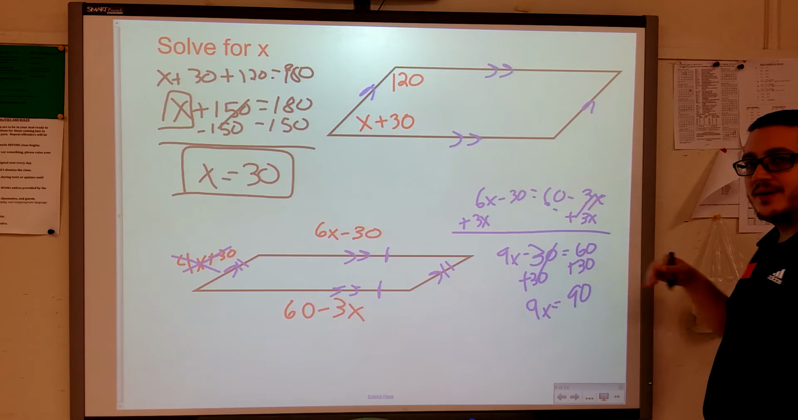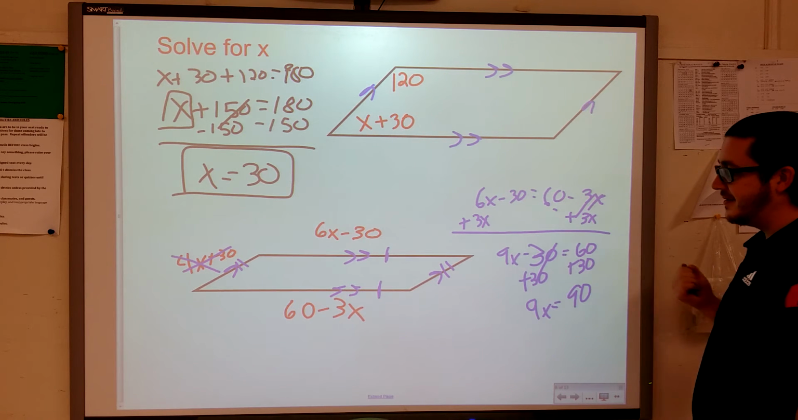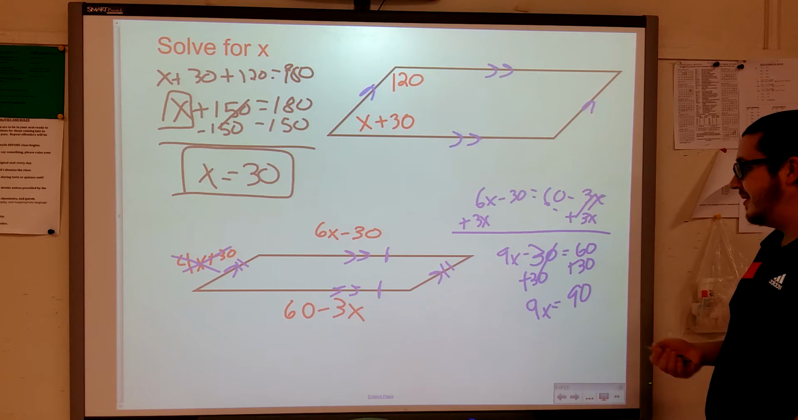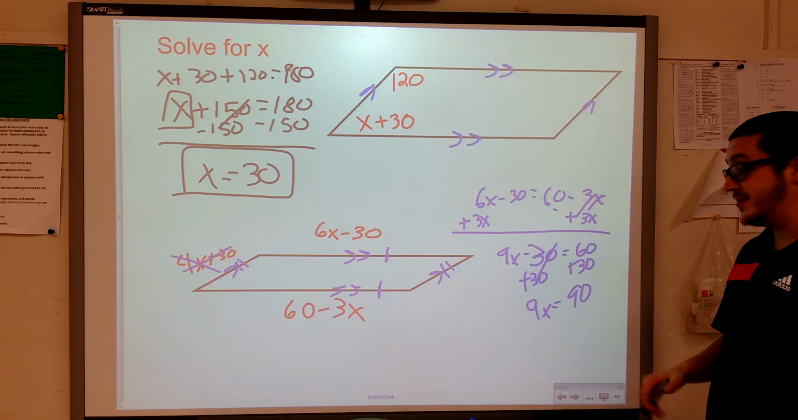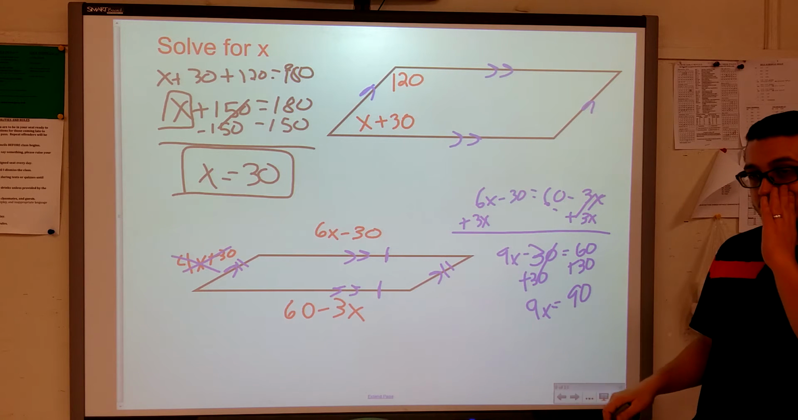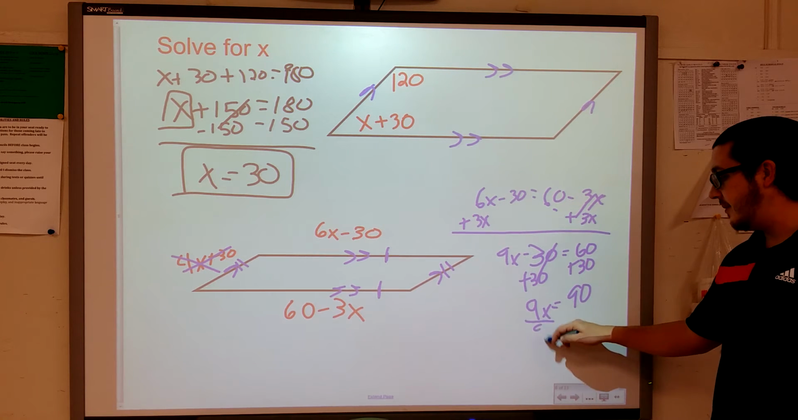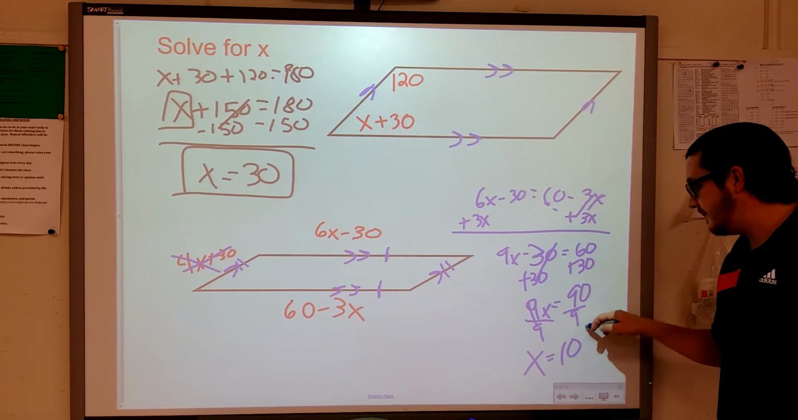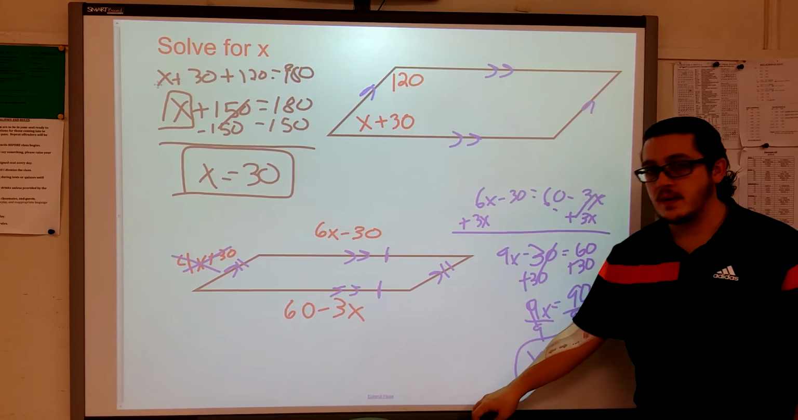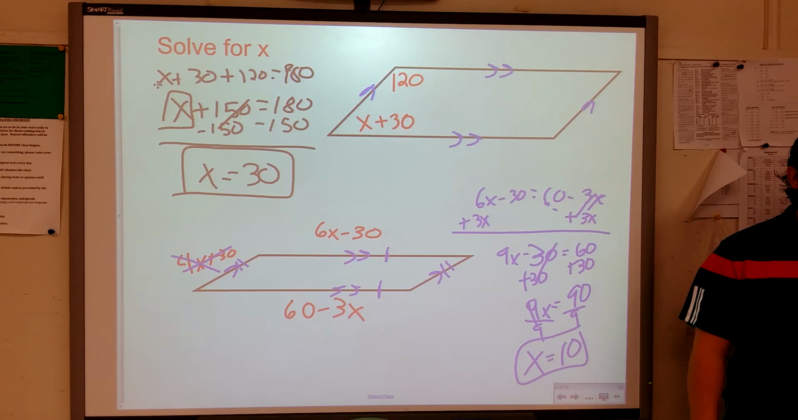We got to bring our constants to the other side. We have x by itself. It's almost there. Problem is it's being multiplied by 9, so we have to do the opposite of multiplication, which is division. Great. Divide by 9. X equals 10.